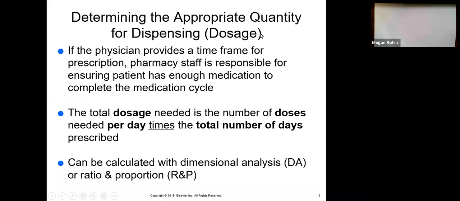Just as a review, a dose is the amount of medication that is taken at one time, whereas the dosage is going to be how much medication the patient needs for the entire duration of the prescription. So the dosage is going to be the same as the quantity that needs to be dispensed for the entire prescription. We're going to take a look at some examples here in the book.